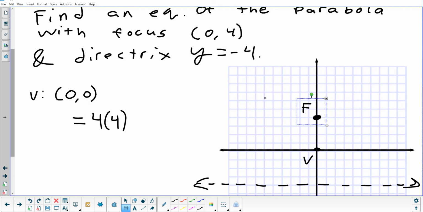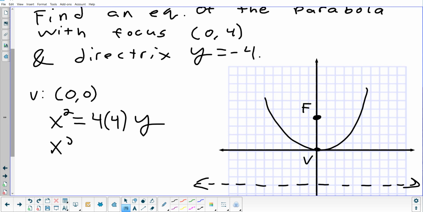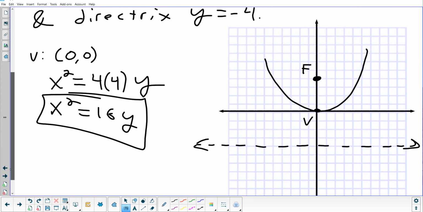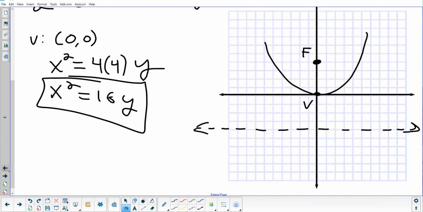And if it opens up, what axis cuts the parabola in half? Y, which means over here you put x squared. x squared equals 4 times 4 times y, and we should simplify that to x squared equals 16y. Now, if you were going to graph this on the calculator, what would you do to both sides? What letter are you trying to get by itself when you graph it? Y. You divide by 16.